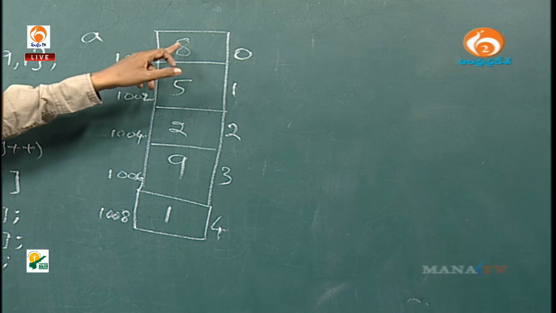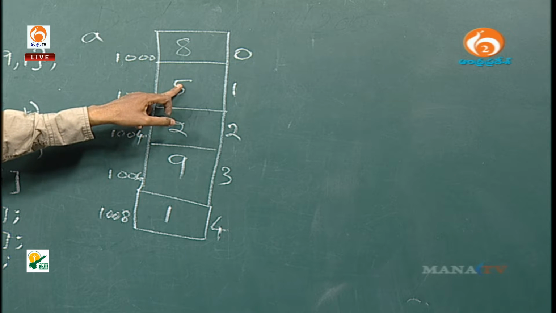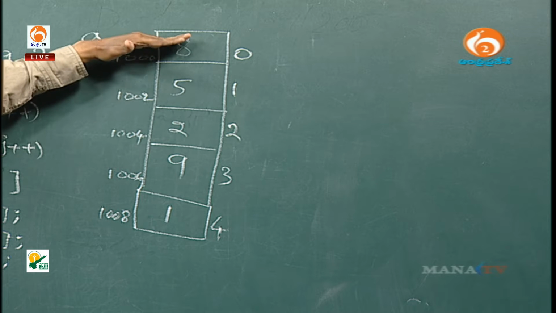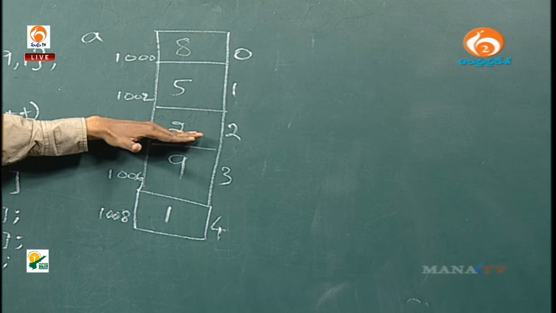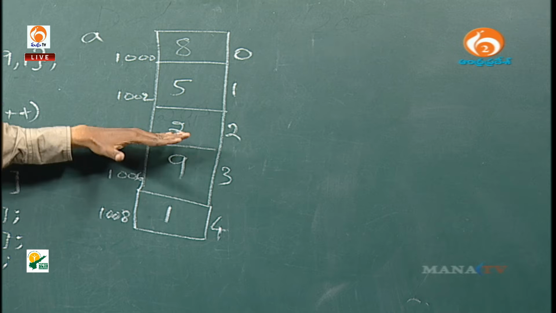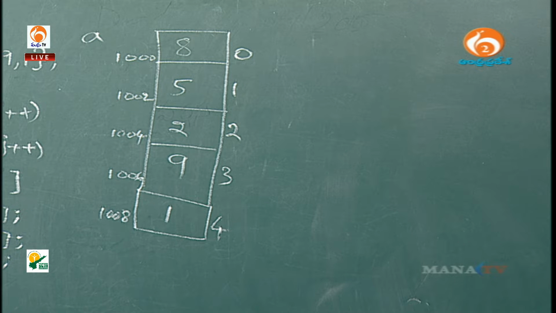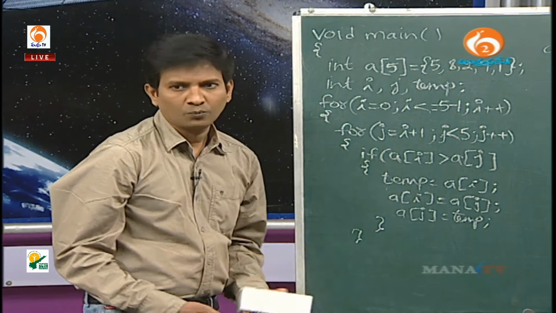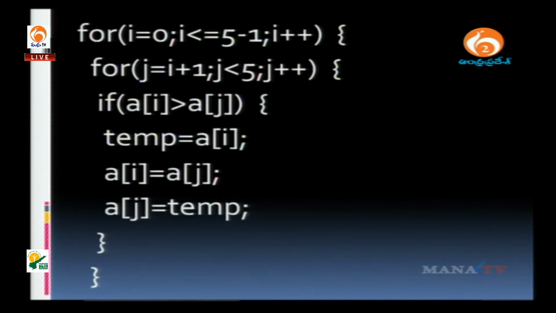So, we are comparing the first two values. If it is true, swap. Next, we compare like this. With swapping, at last we will get the sorted array. This is the logic for this. Now we will see on this slide, the graphical representation is here.